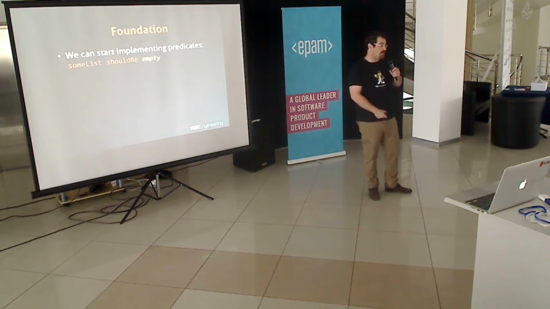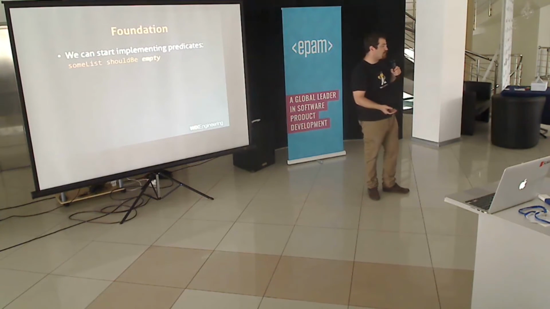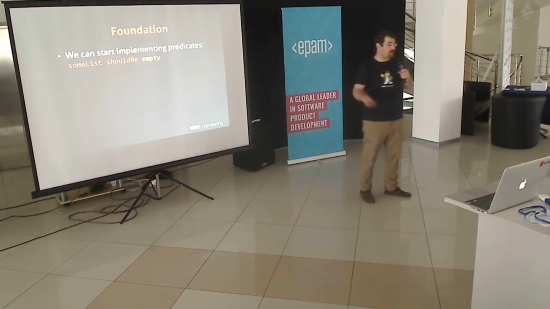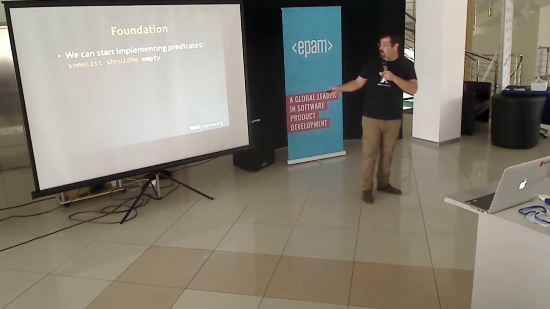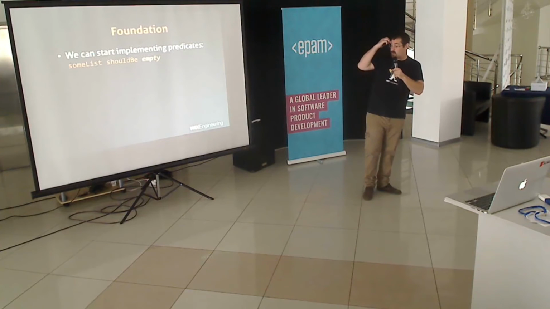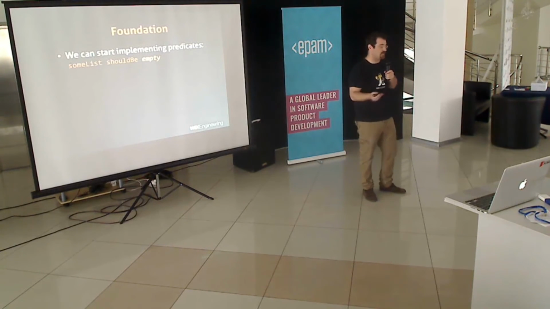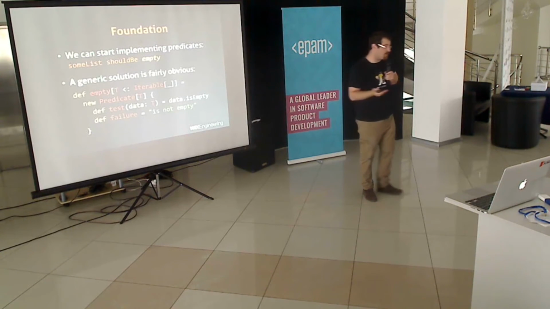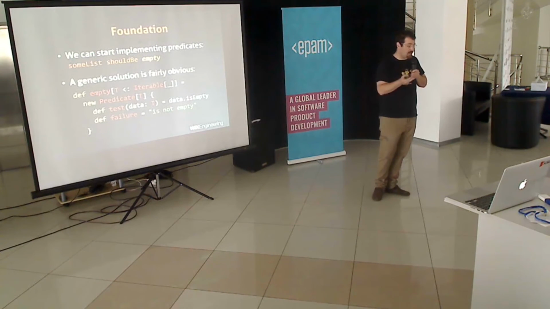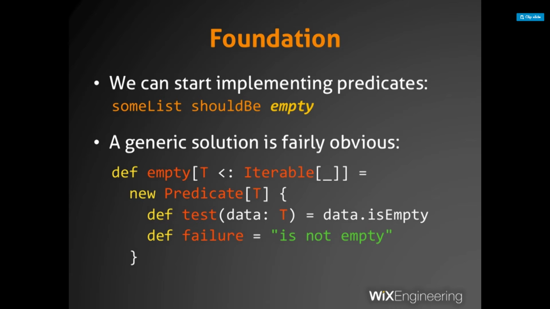So we can start implementing predicates, right? We have our extension method, we have this concept of the predicate, we can actually implement a predicate. So let's say our sentence, we want to implement an emptiness predicate for lists. Some list should be empty. An implementation would be fairly obvious, not entirely trivial, but fairly obvious.